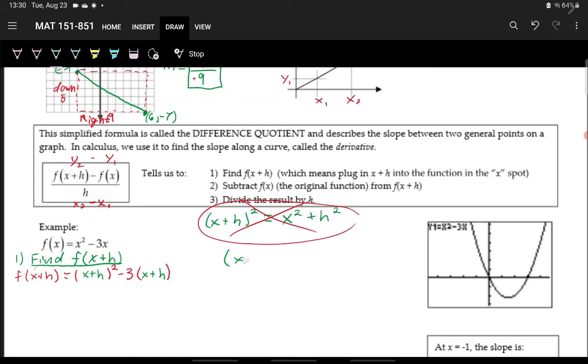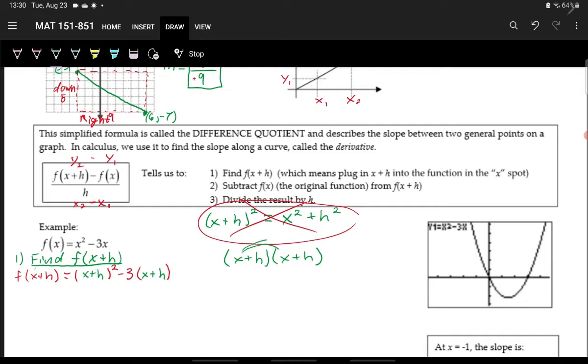So we're doing x plus h times x plus h. Now there's an acronym people like to use for multiplying two binomials like this together. People say FOIL. I think FOIL can mess people up, because once you get out of this very specific situation, people don't know how to multiply binomials or trinomials. All it really is, is just distributing multiple times.